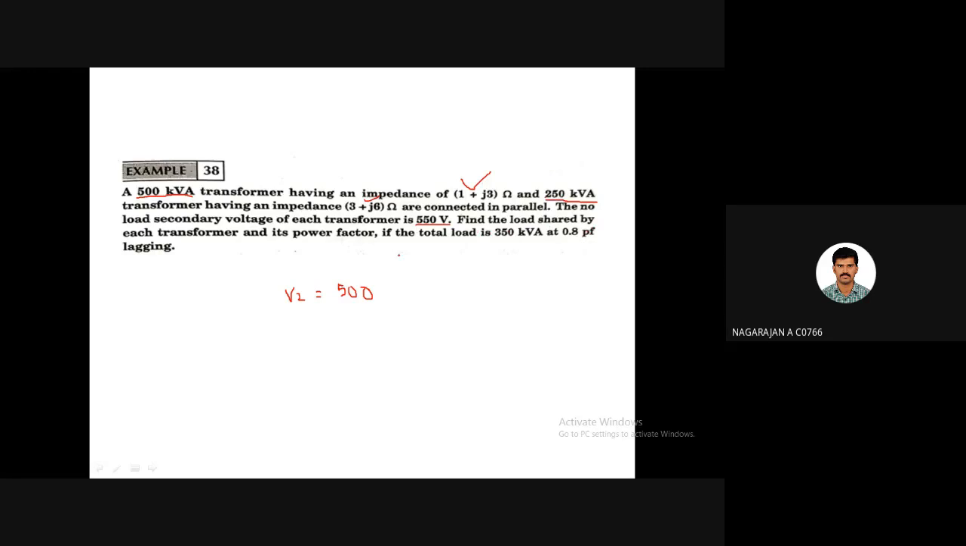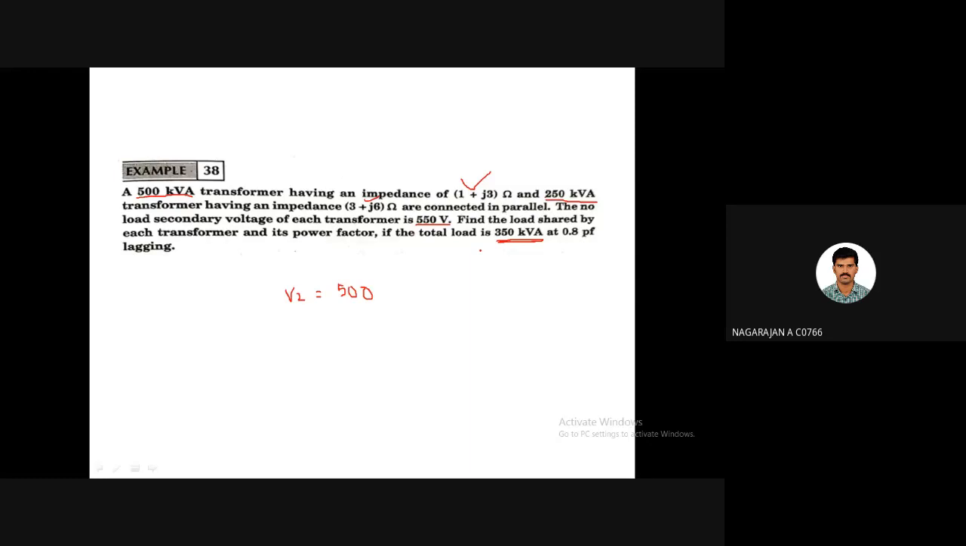Find the load shared by each transformer and its power factor if the total load is 350 kVA at 0.8 lagging. Here we don't need to convert the load into kilowatts again, because the load itself is given as kilovolt ampere.